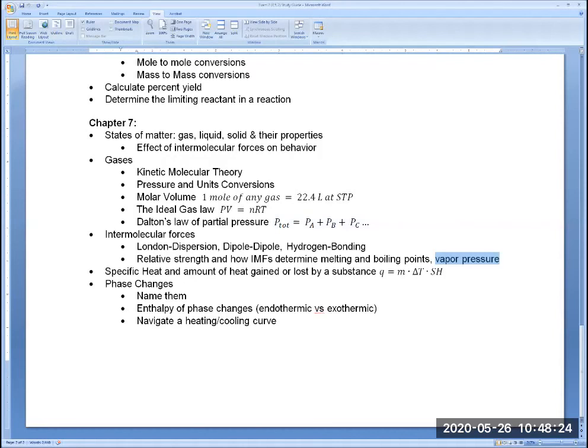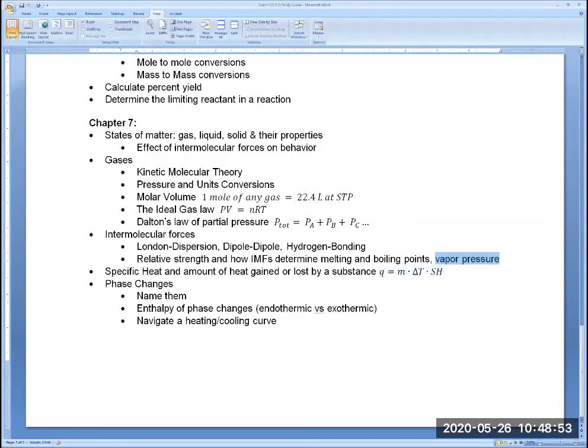Then specific heat and heat gained or lost by a substance. This is this formula. Q, the heat, is equal to m times the temperature change times the specific heat of the substance. I don't want to spend too much time on that, but know how to use this formula given the values.